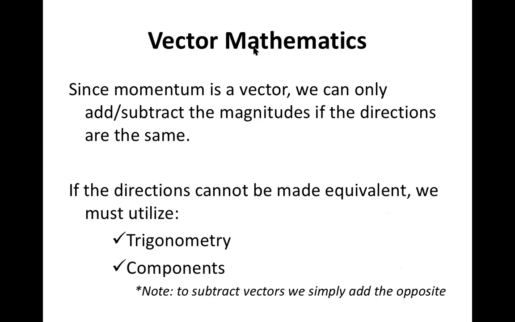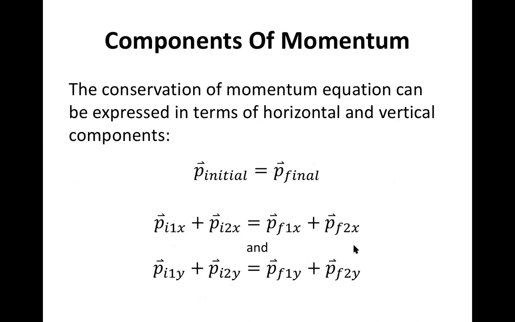and use them all together. So just to recall, since momentum is a vector, we can only subtract the magnitudes if the directions are the exact same. If they are opposite, we can use a negative. But when we're talking in 2 dimensions, we have to use vector addition where we consider trigonometry or components. So note, to subtract vectors, we simply add the opposite. So it's going to be important in your diagrams that you set a positive direction and that you keep track of direction throughout these problems.